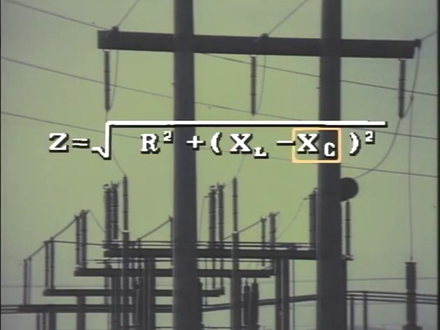Resistance, inductive reactance, and capacitive reactance. We've covered all the factors that make up impedance. We've seen how each of these factors develops and is determined, and how individually they affect transmission systems. In this part of the program, we'll see how these factors contribute to the total opposition offered to the flow of alternating current, that is, impedance.